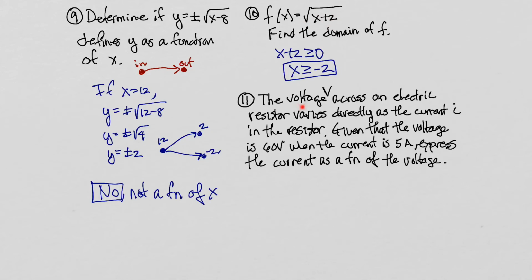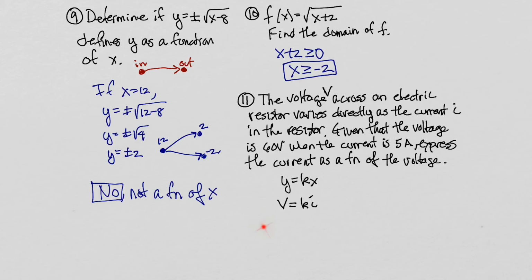Now, in problem number 11, we're looking at a voltage across a resistor, and we're told that it varies directly. Okay, now there's a model for direct variation. You've probably seen it in your textbook, but the model for direct variation goes like this. y varies directly as x, so y equals k times x. This number k is called the constant of variation, or the constant of proportionality. So that's the type of relationship we have here. Now, in our particular case, we're given that the voltage varies directly as the current. So using our particular letters, we're going to say that V is equal to k times I.